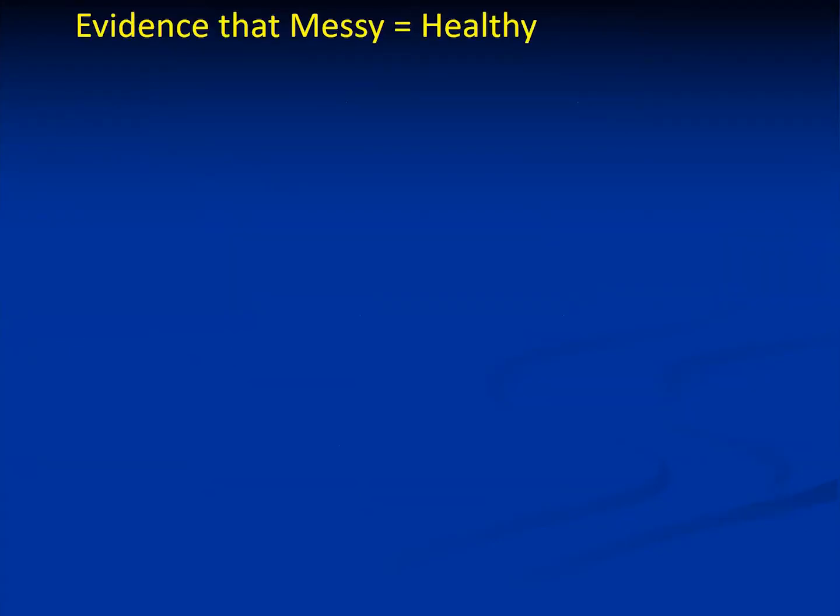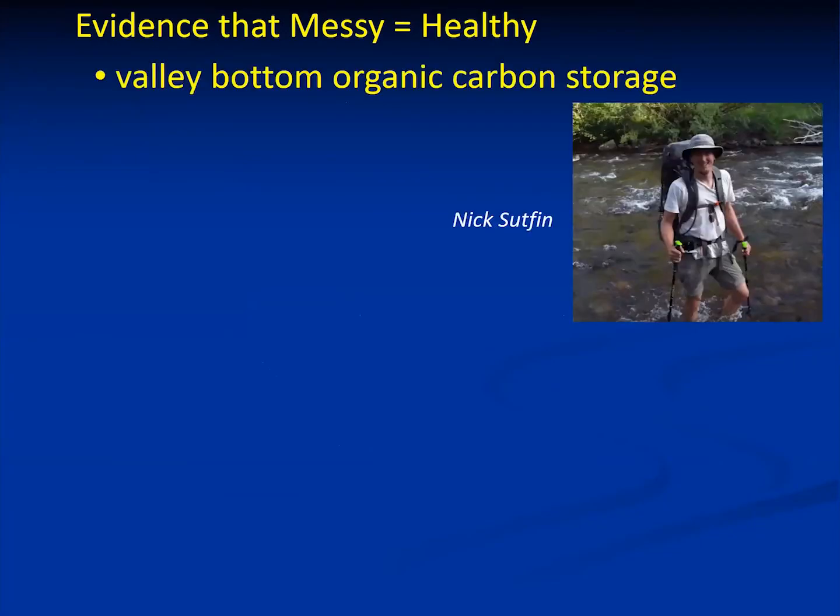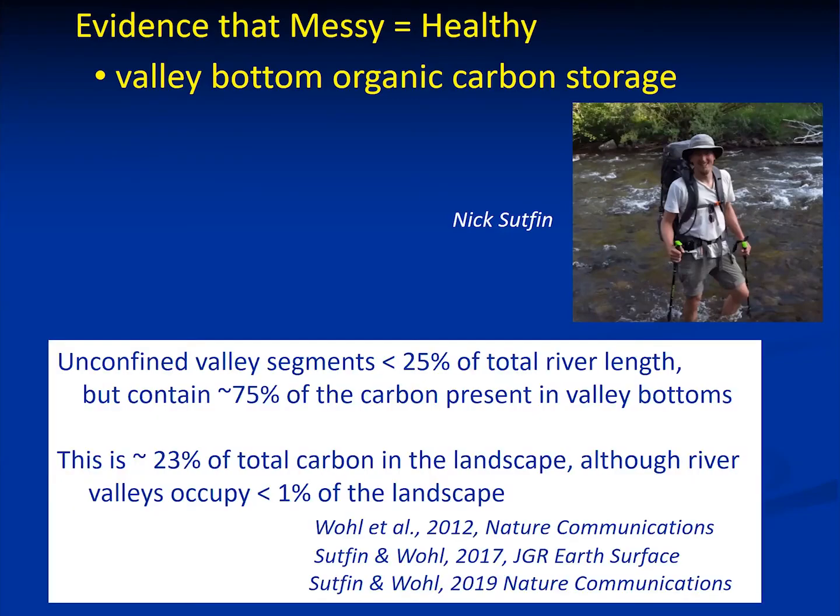So what evidence do we have that messy or physically complex equals what you might call healthy for river corridors? Well, one is organic carbon storage, and this is based on Nick Sutphin's PhD work. Those wide low gradient valley segments are less than a quarter of the total river length, but they contain about 3/4 of the carbon present in the valley bottoms, and that's almost a quarter of the total carbon in the landscape, even though the river valleys occupy a very small portion of the landscape.